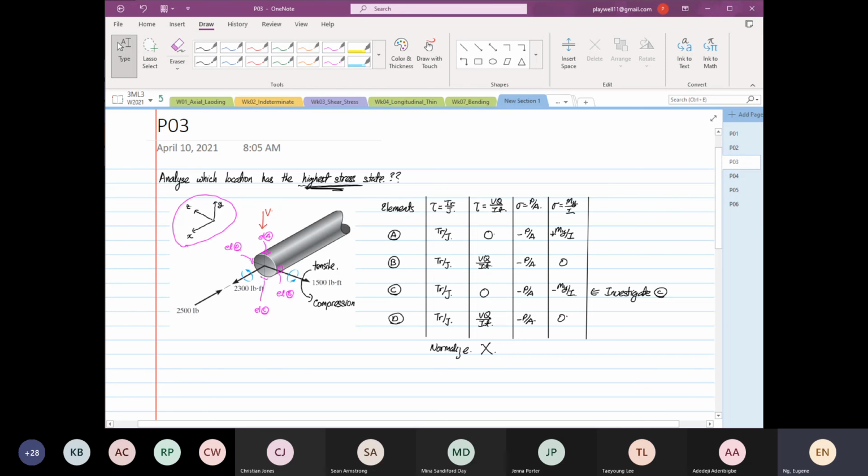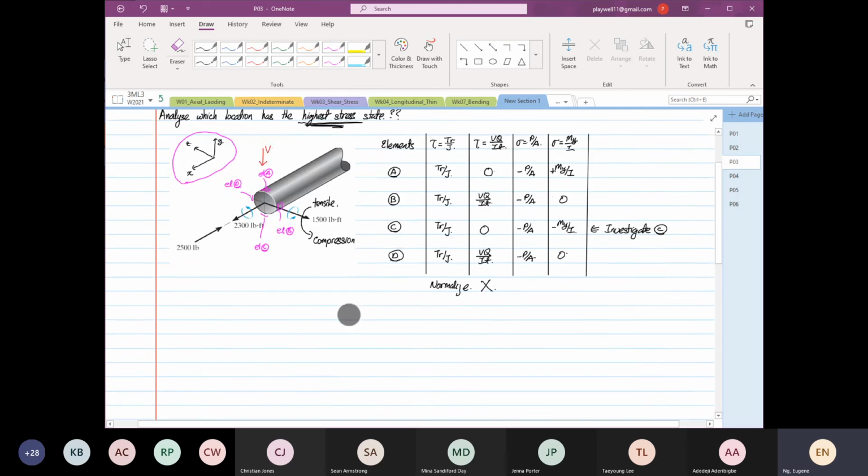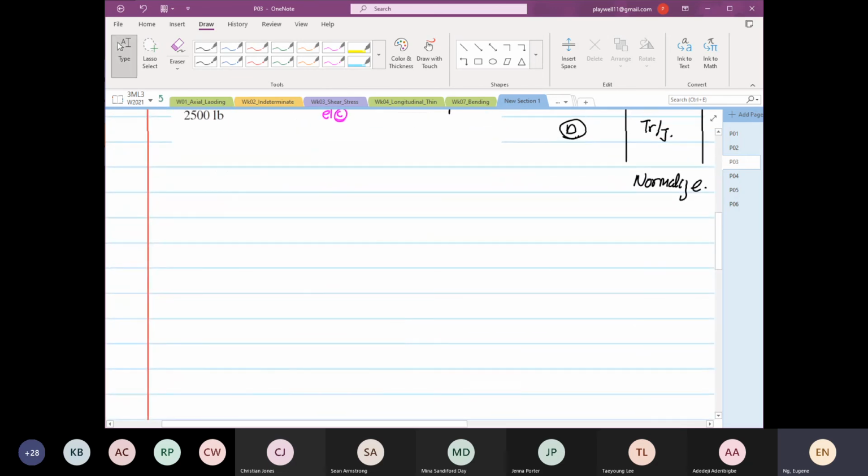This is the level of analysis that we go for, so that when someone like myself or another engineer looks at it, they say, okay, this is proper engineering work. This is what you are paid for. Now we hone in: we are going to investigate element C.